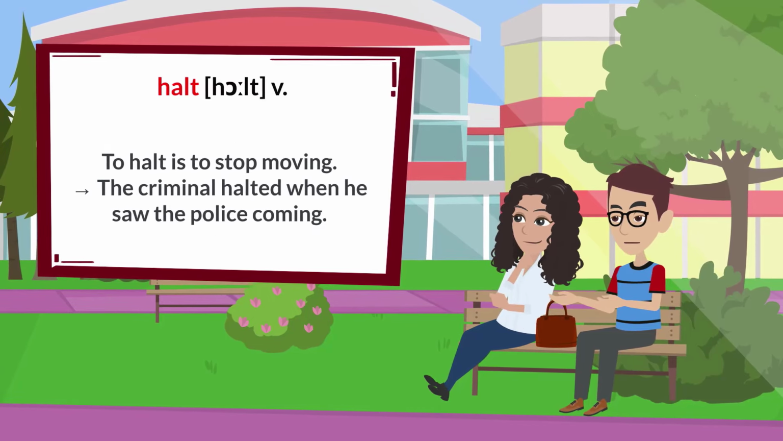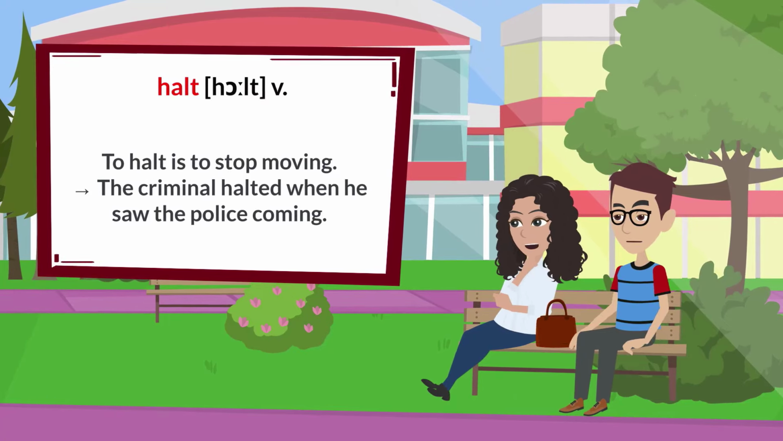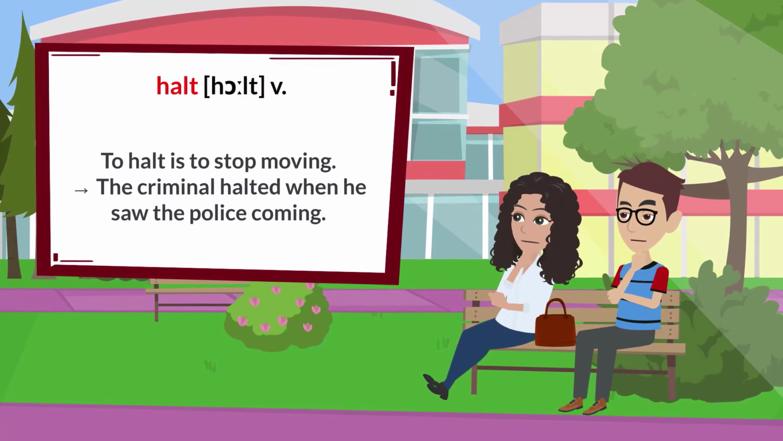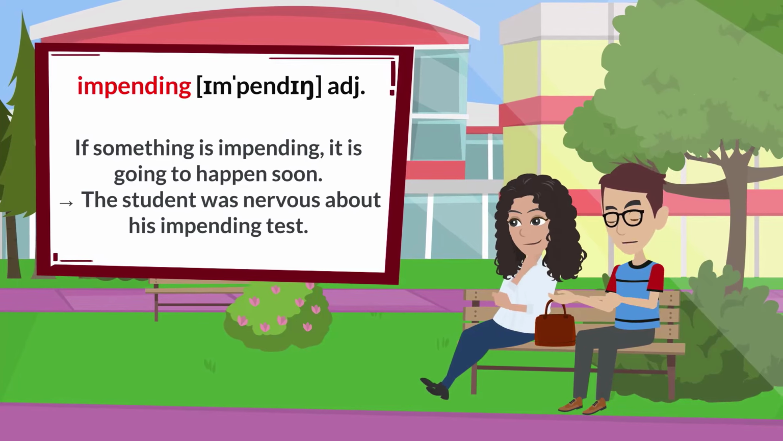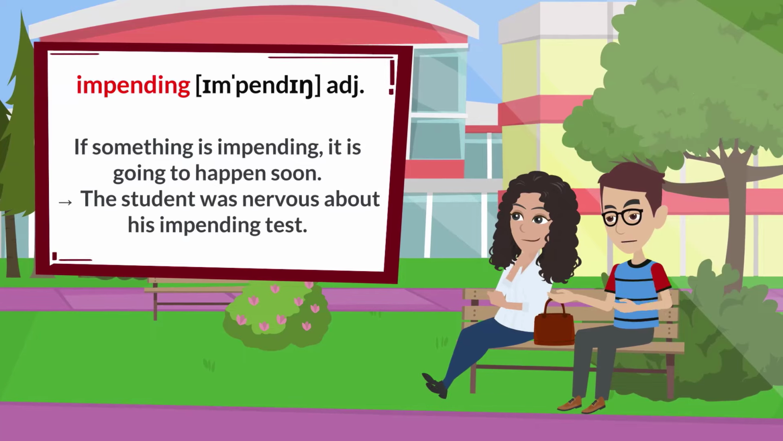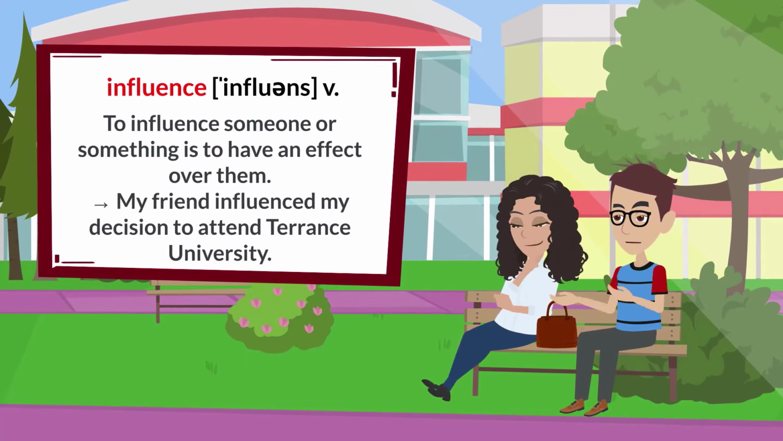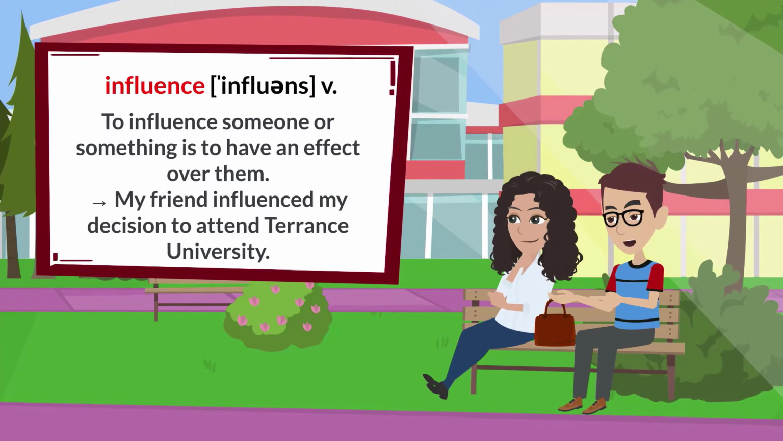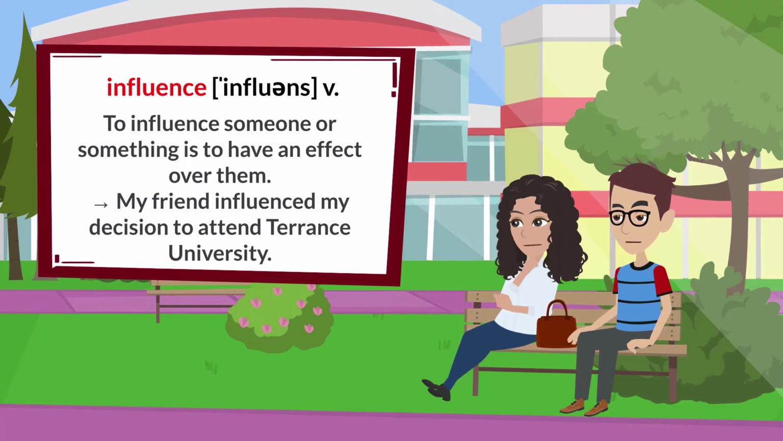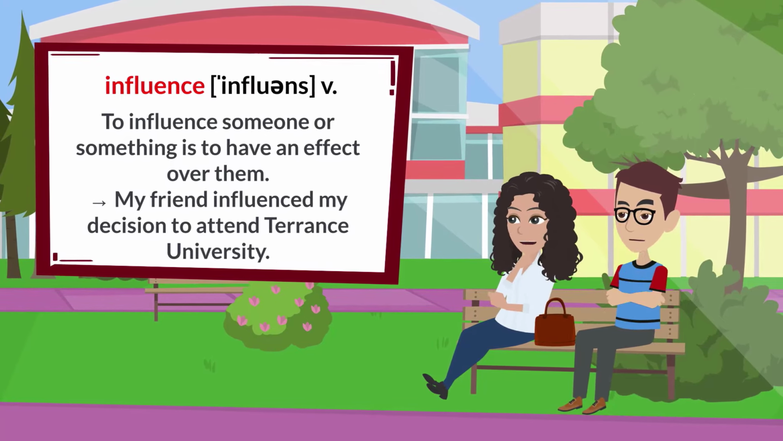Halt. To halt is to stop moving. The criminal halted when he saw the police coming. Impending. If something is impending, it is going to happen soon. The student was nervous about his impending test. Influence. To influence someone or something is to have an effect over them. My friend influenced my decision to attend Terrence University.